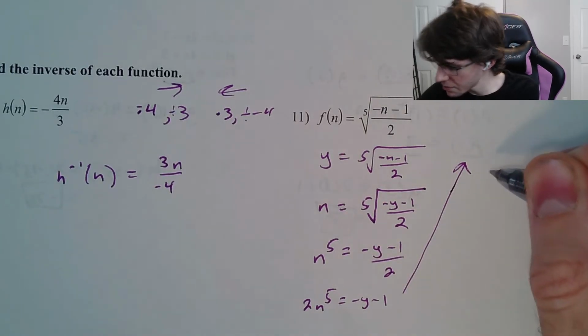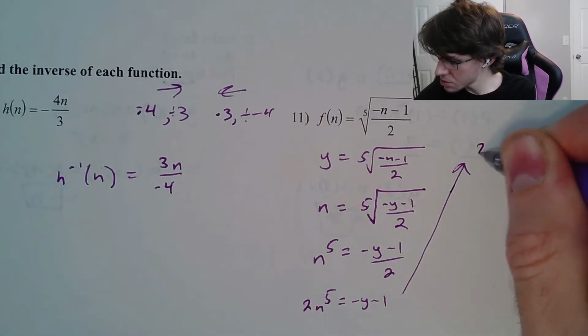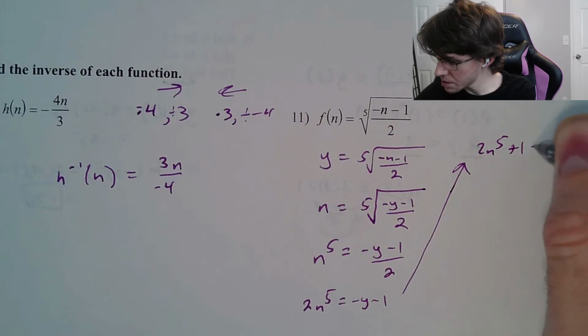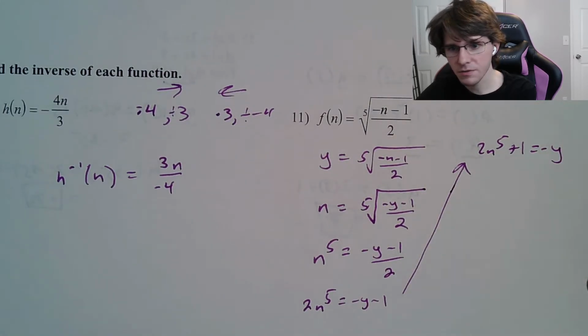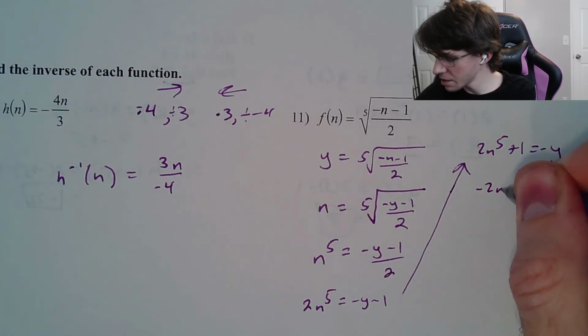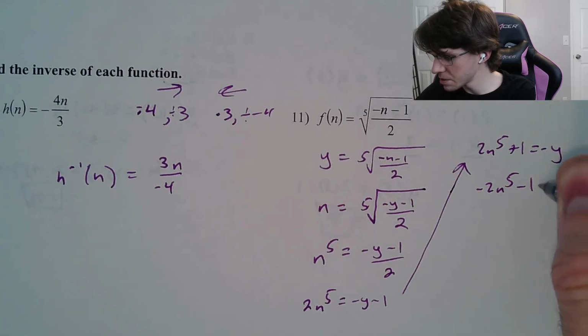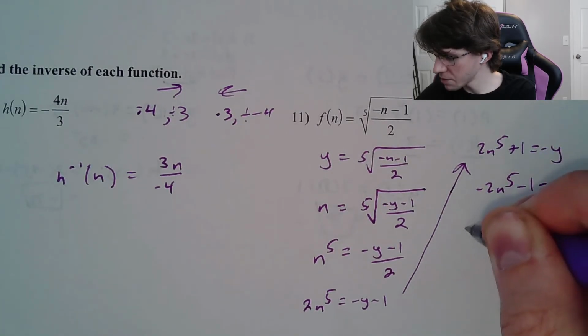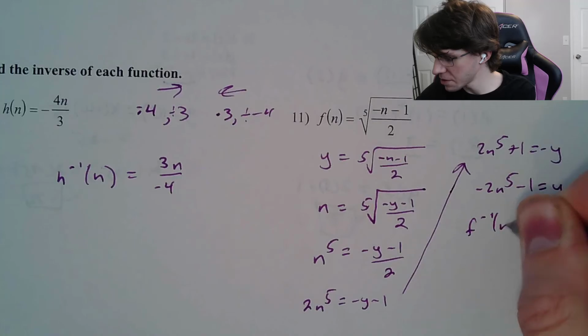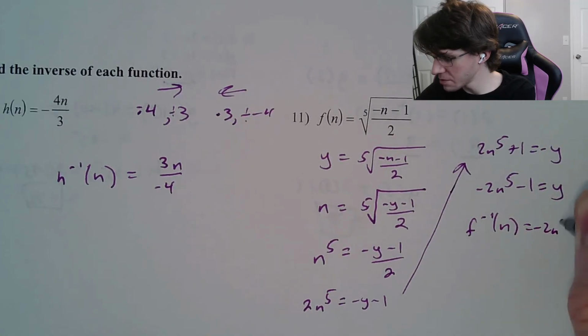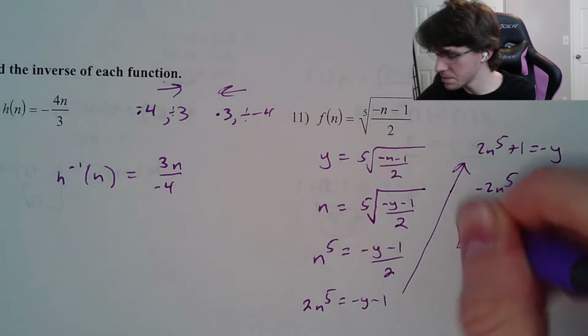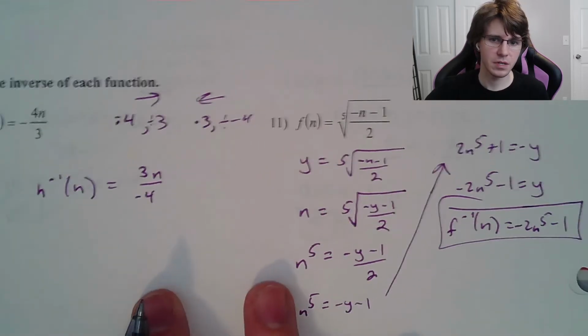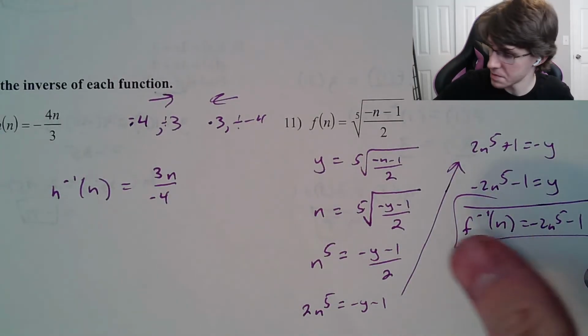Adding 1 to both sides, we end up with 2n to the 5th plus 1 is equal to negative y. Finally, move the negative to the other side. Negative 2n to the fifth minus 1 is equal to y. For the correct notation, f inverse of n is negative 2n to the fifth minus 1. There we go. Not too shabby.